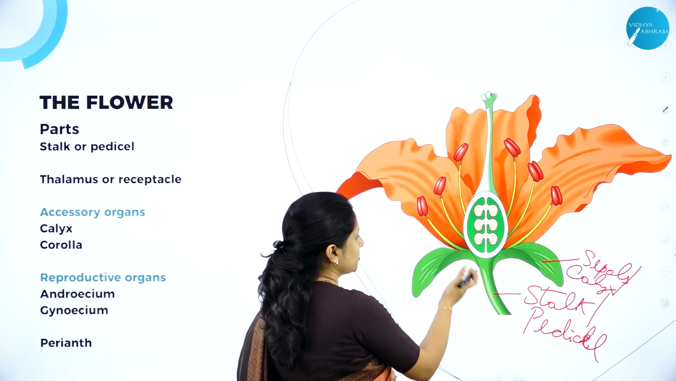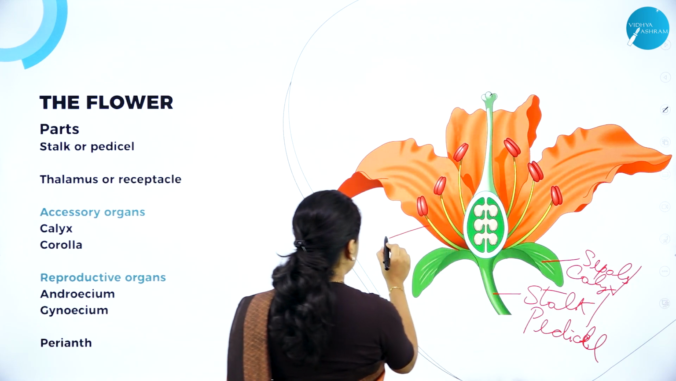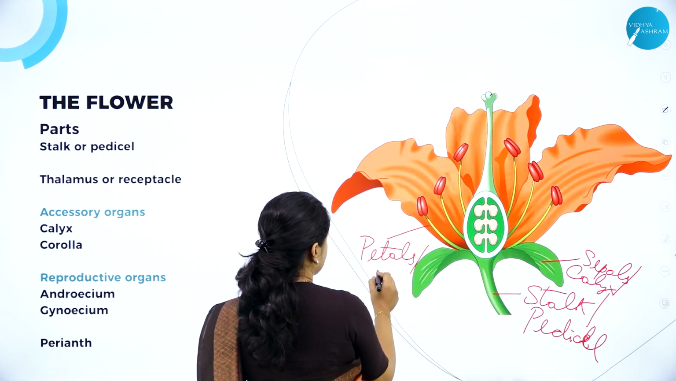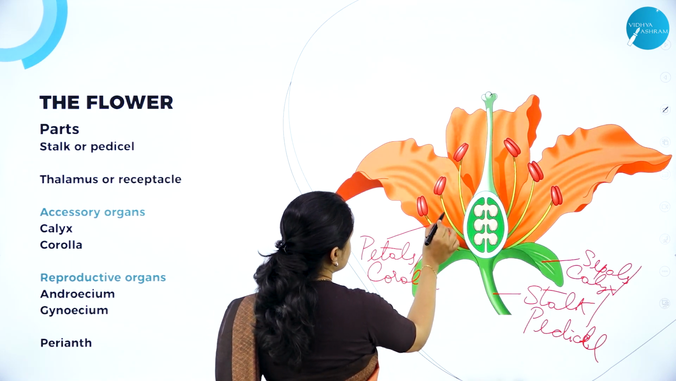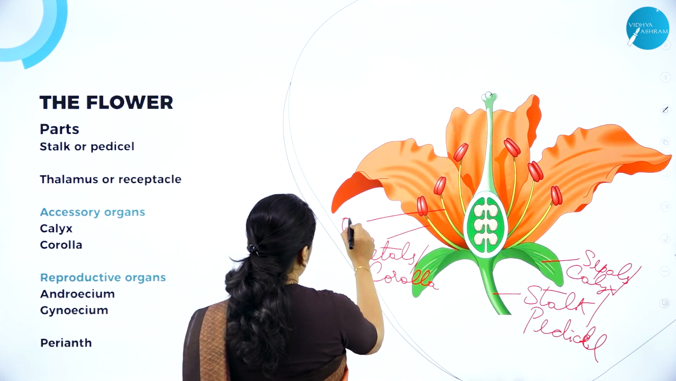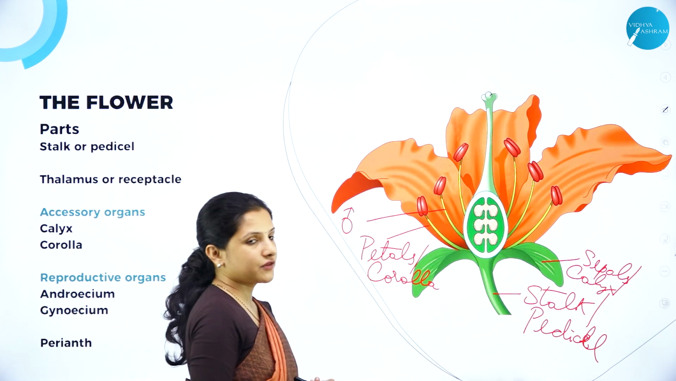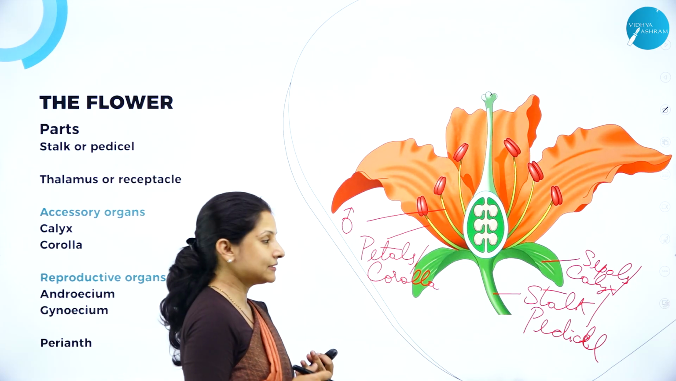Next to the sepal, so sepal is the outermost whorl. Next to the sepal is the petals, which are the brightly colored ones, petals that are also called as corolla. Next to the petals is the male reproductive organ, which is the androecium, and it consists of the anther and the filament, which we'll study in detail in the next coming sessions.